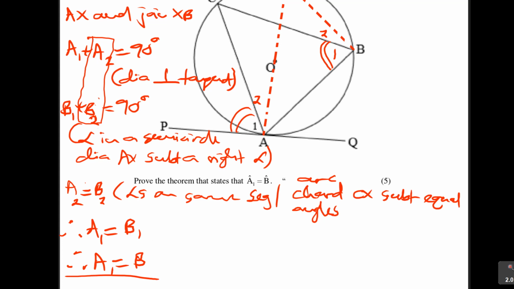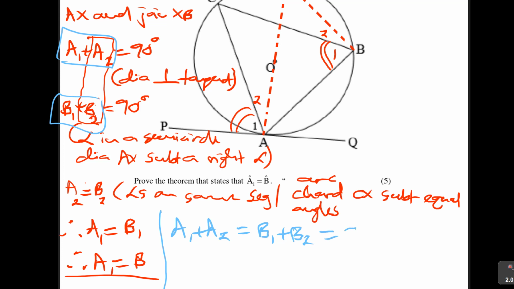Guys, what is happening here? They are simply saying if this is equal to 90 and this is equal to 90, so you can say A1 plus A2, since it's equal to 90, is equal to B1 plus B2, which is equal to 90. See what I'm saying? So I can remove this 90 here.